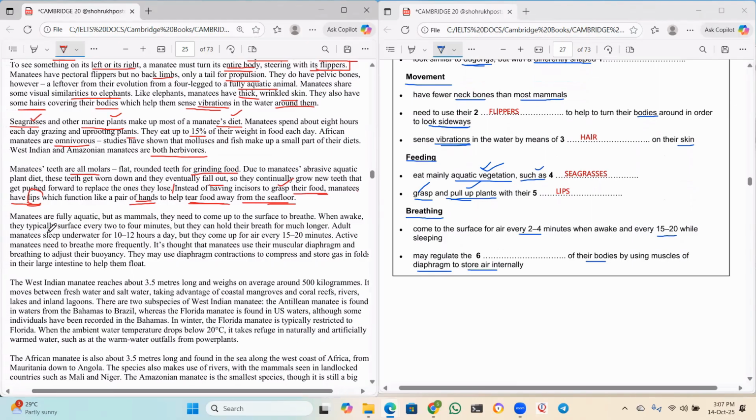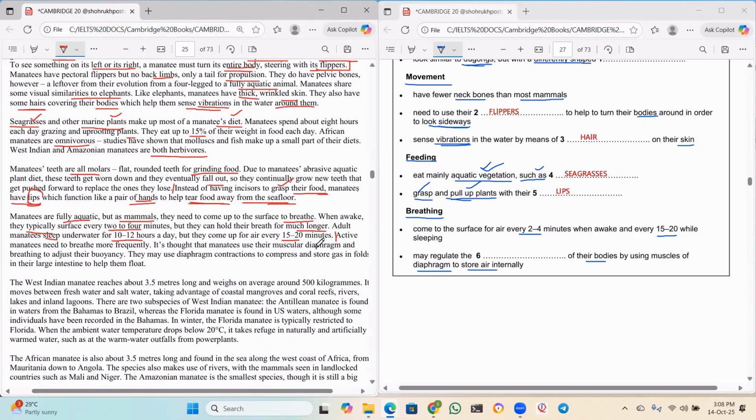So, manatees are fully aquatic, but as mammals, they need to come up to the surface to breathe. When awake, they typically surface every 2 to 4 minutes, but they can hold their breath for much longer. Adult manatees sleep underwater for 10 to 12 hours a day, but they come up for air every 15 to 20 minutes. So, till here is the first sentence.